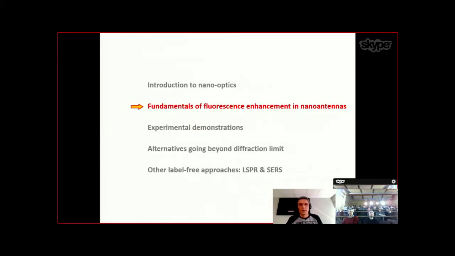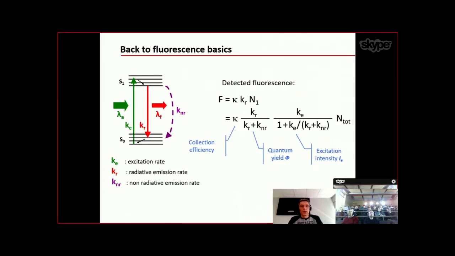All right, so that was the introduction to nano-optics. We play with metal nanoparticles, we send light, and we excite them. Now I want to go to what you are mostly interested in, which is fluorescence. What's going on with fluorescence in these systems? So let's go back to fluorescence basics.